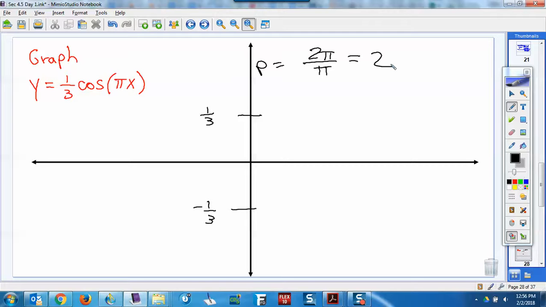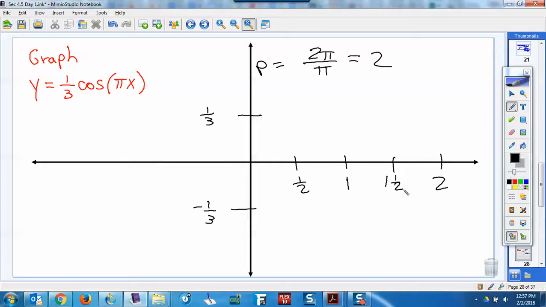So what do I mark on my x-axis? 1, 2, 3, 4 marks. What's the last one? 2. The period. What's the middle one? 1. What's this one? 1/2. Not pi halves, but 1/2. That's different. And what's this one? 1 1/2 or 3/2. I don't care what you label it. You use decimals if you want.